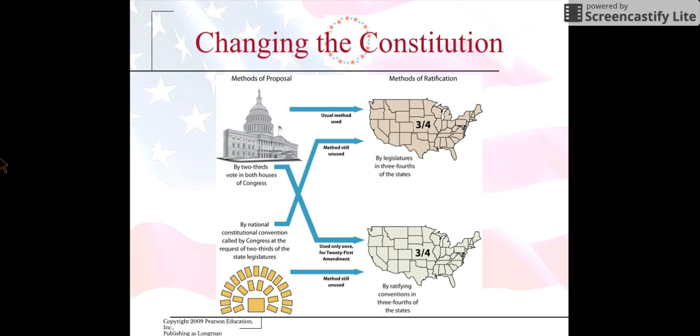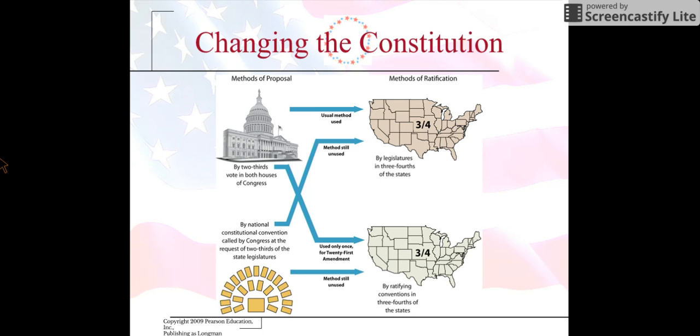So, some key things to remember here. Proposal can only happen at the national level. Only Congress can do that. And the number that's important here is two-thirds. Ratification only occurs at the state level. And the number that's important here is three-fourths.